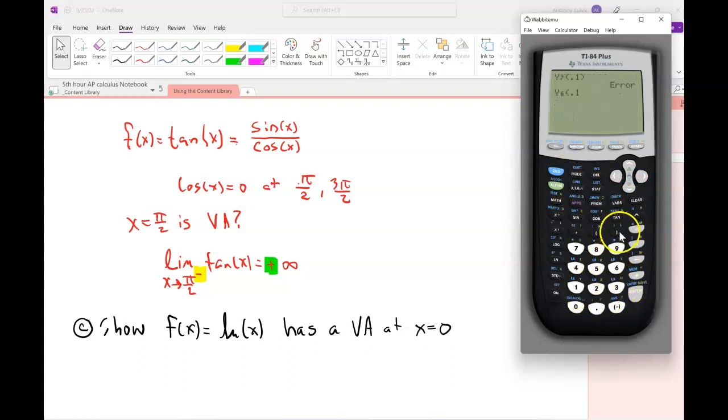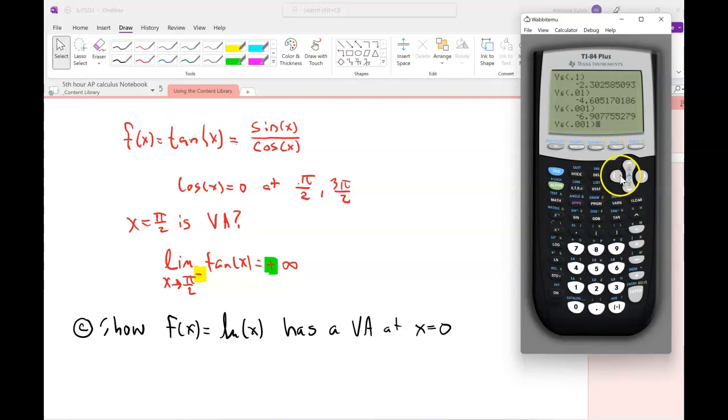So the natural log of 0.1 is that. And then if we go to 0.01, it's that. If we go to 0.001, still getting smaller, right?